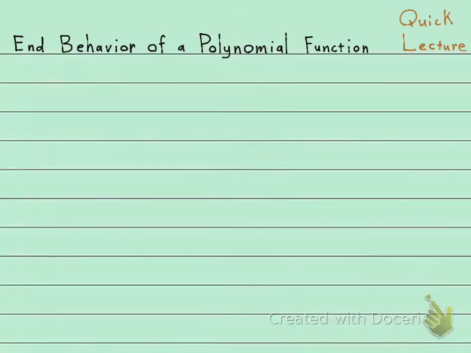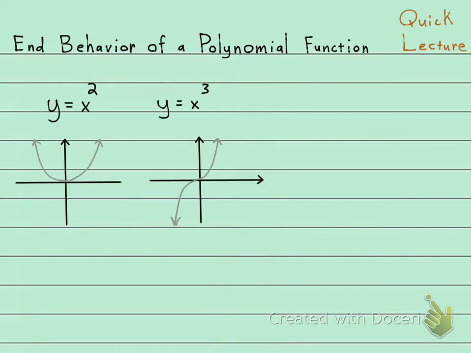Let's talk about the end behavior of a polynomial function. And what we're talking about here is what happens when you go to the left and you go to the right. Where does the graph go? So we're going to start with two of our basic shapes that we know.